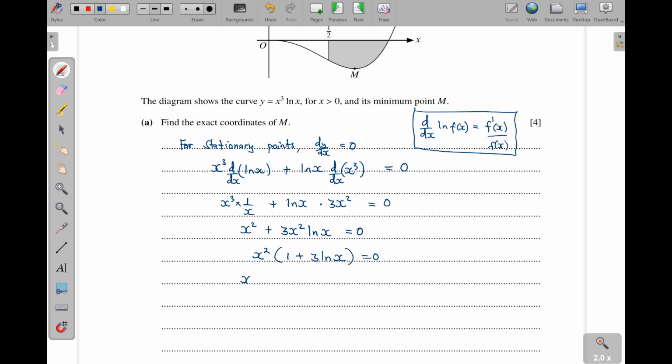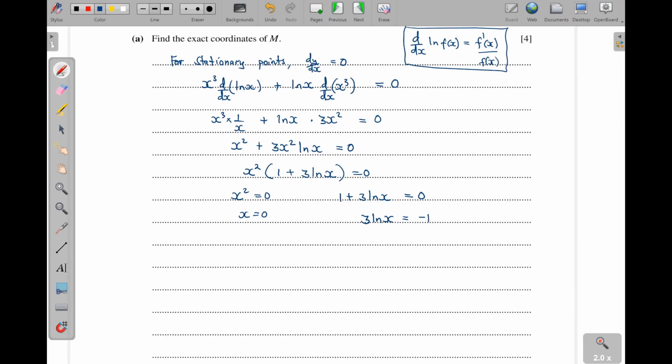So you equate this one here to 0, and then x becomes 0. You can actually see here that there is also another turning point here. It is probably a maximum there. And then 1 plus 3 natural log of x will be equal to 0. So take 1 the other side. We are making x the subject of the formula. It will be negative 1, then natural log of x will therefore be equal to negative a third, and therefore x is going to be e to the power of negative a third.